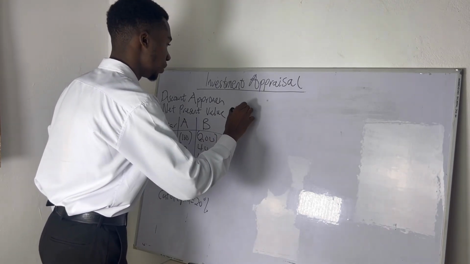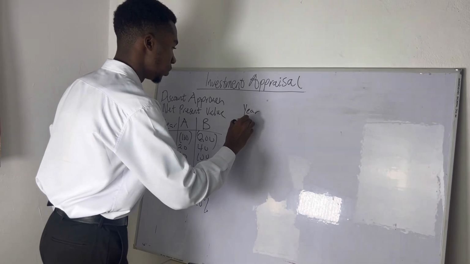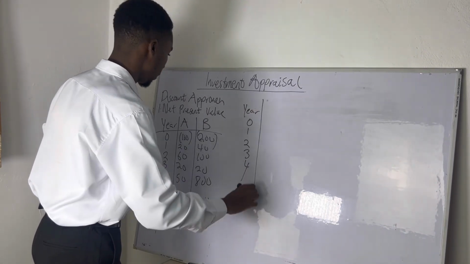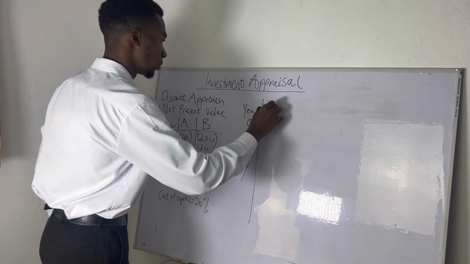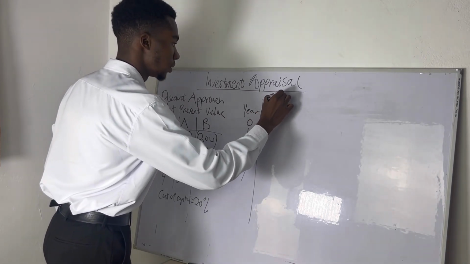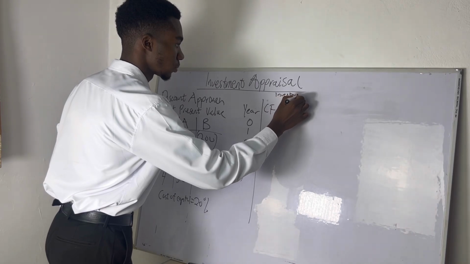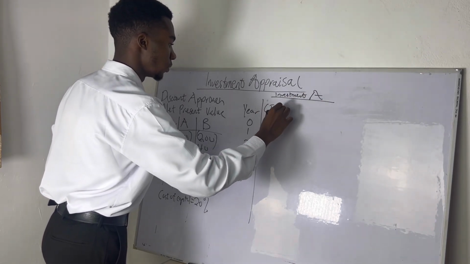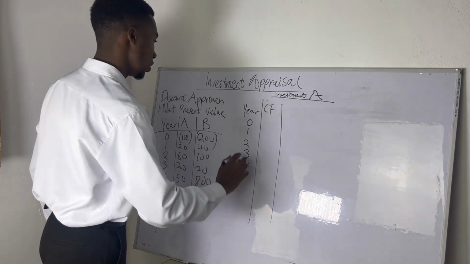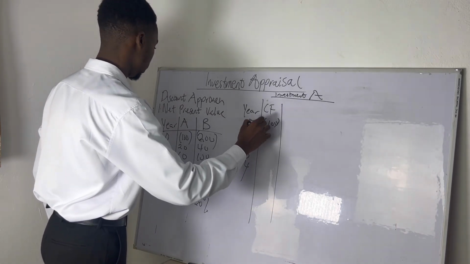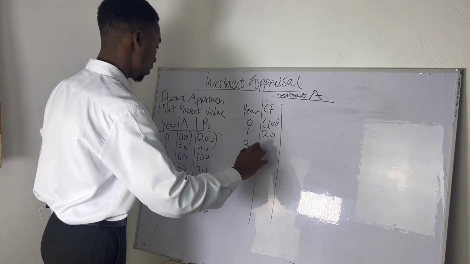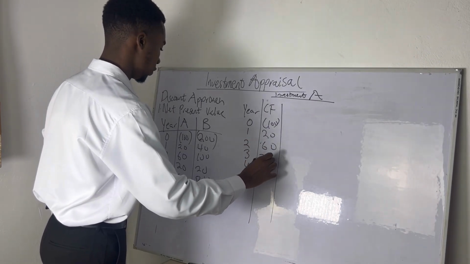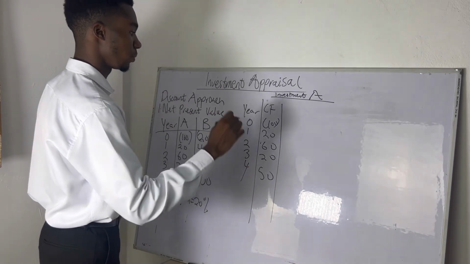So for investment A, we have the year: 0, 1, 2, 3, 4. Then we have the cash flows. So this is investment A. We have 100 in year 0. In year 1, we have 20. Year 2, we have 60. Year 3, we have 20. Year 4, we have 50.